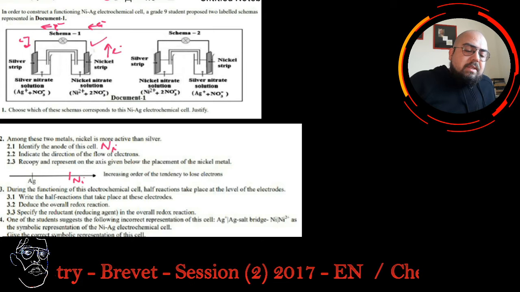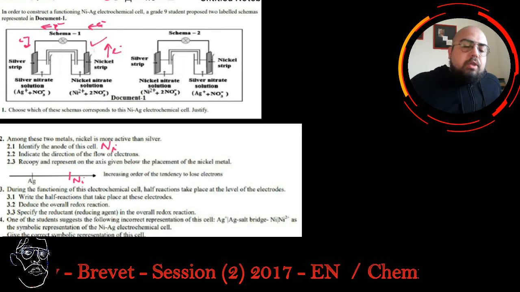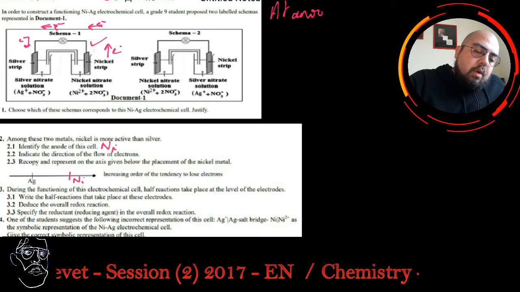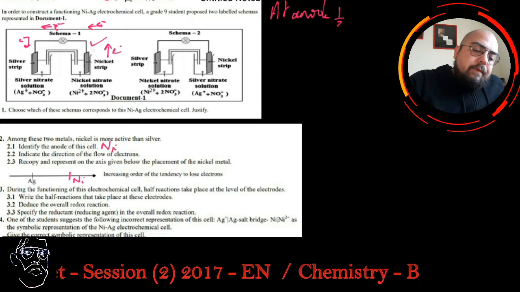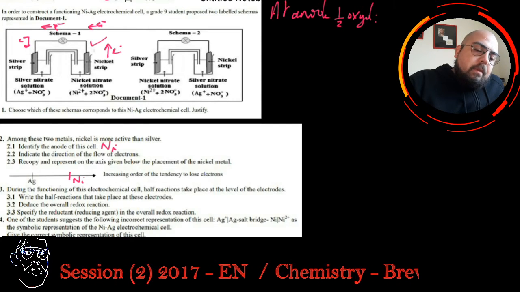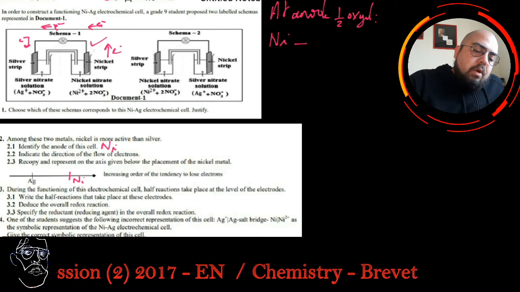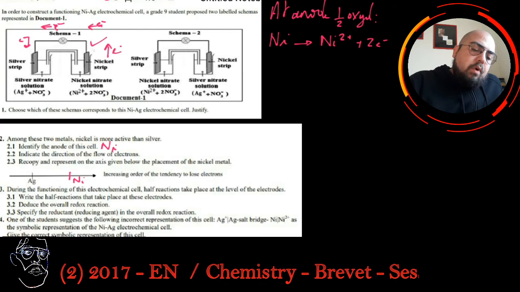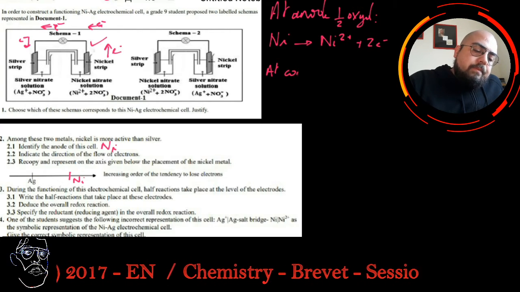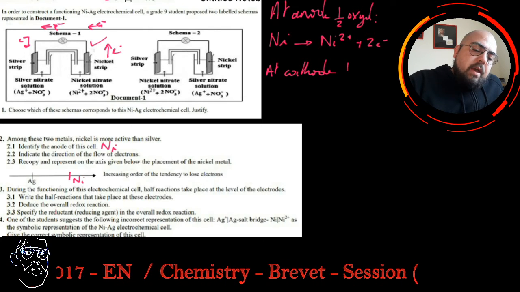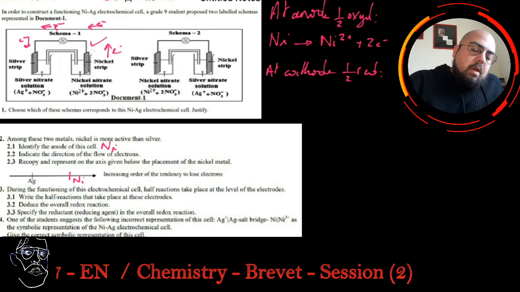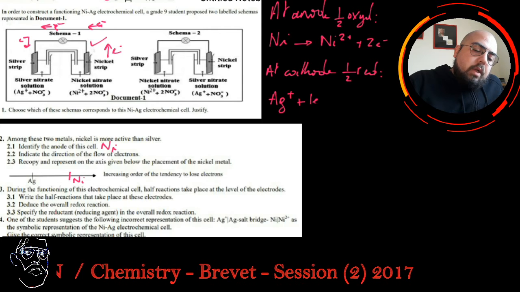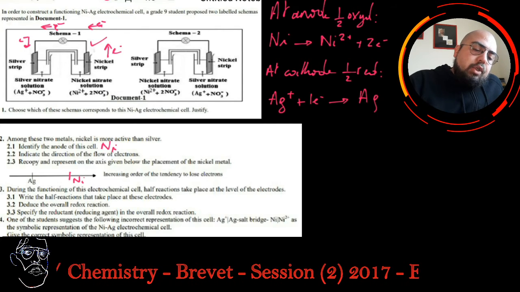Write the half reactions that take place at these electrodes. So we have at the anode, which is of course an oxidation, half oxidation, we will have Ni losing 2 electrons and being transformed to Ni2+ ion. As for the cathode, we will have half reduction. It will be silver: Ag+ plus 1 electron gives you Ag.